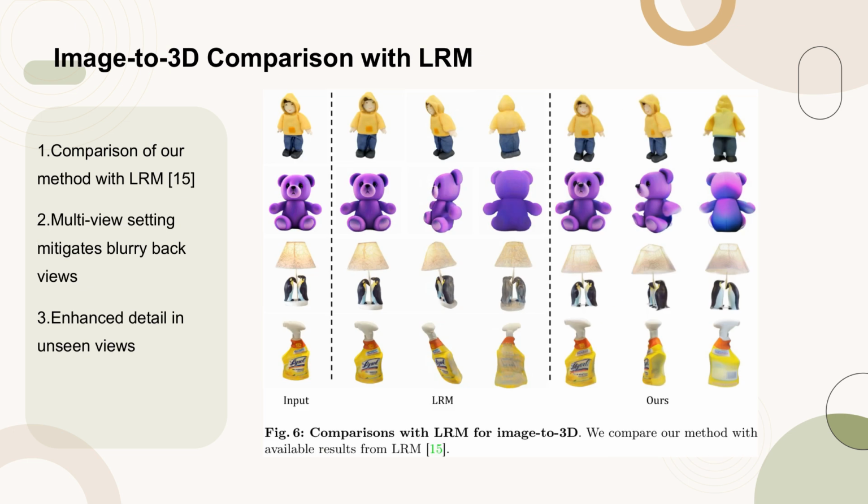Figure 6 presents a comparison of our image to 3D method with the results from LRM 15. The comparison highlights how our multi-view approach effectively addresses the common issue of blurry back views and flat geometry in 3D models. This results in significantly enhanced detail, even in views that were not directly observed during the generation process. The figure visually demonstrates the superior quality and detail preservation of our method compared to LRM, showcasing the benefits of our multi-view diffusion models in generating high-quality 3D representations from 2D images.